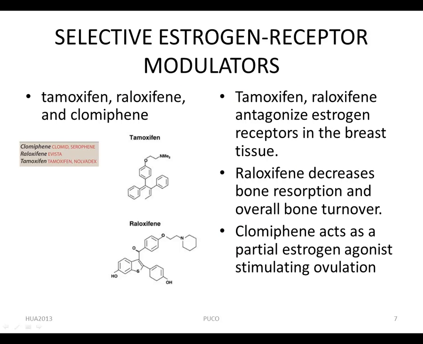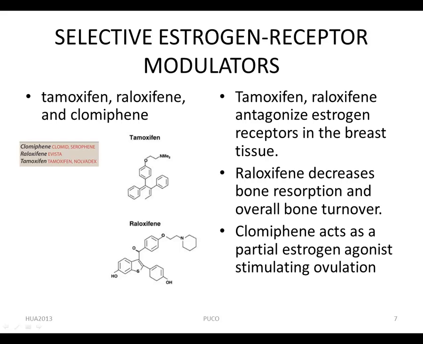Selective estrogen receptor modulators, or SERMs, are a class of estrogen-related compounds that interact at the estrogen receptor but have different effects depending on tissue. That is, they display selective agonism or antagonism according to the tissue type. This category includes tamoxifen, raloxifene, and clomiphene.